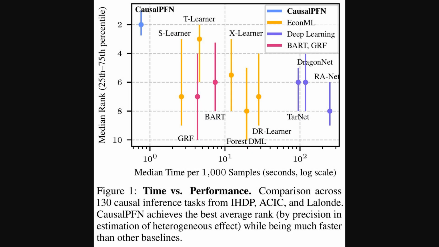And this combination of speed and accuracy is exactly what we see in the first figure. This chart compares different causal inference methods. On the vertical axis is the median rank, where a lower number means better performance. And on the bottom we have the time it takes to run, on a log scale, so the speed differences are huge. You can spot CausalPFN, that blue dot, in the top left corner. This position means it achieves the best performance rank on average, while also being significantly faster than all the other methods shown here. It really highlights the practical advantage of that amortized, in-context learning approach.